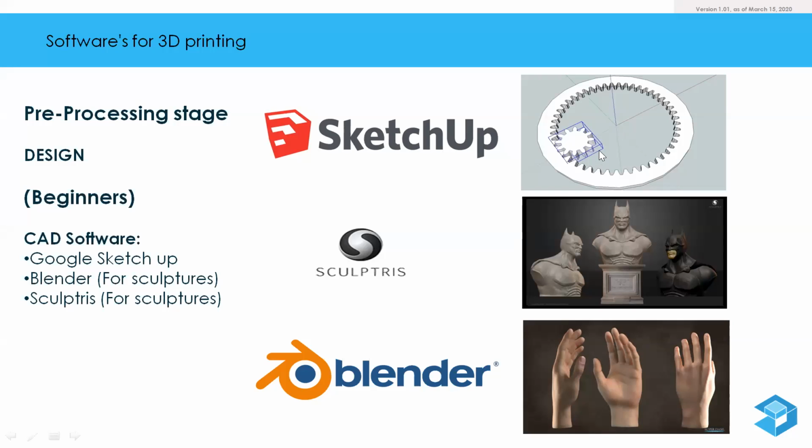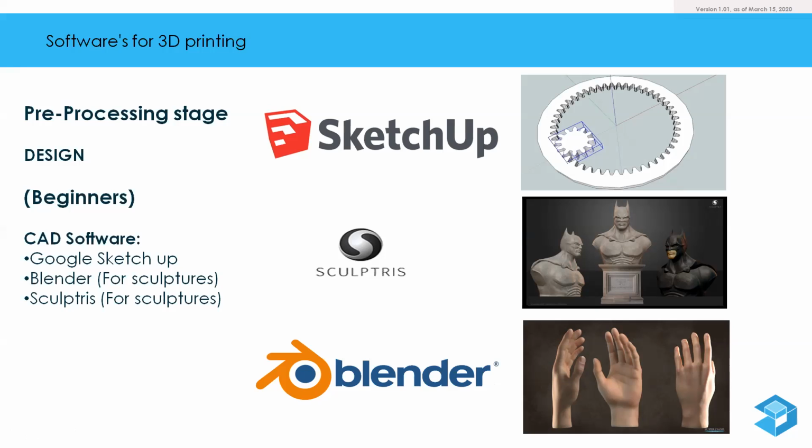Now, if you are interested in sculpting, I think a lot of you might not be just interested in making 3D models like this. You'd want to make cool sculptures like this Batman sculpture over here. Then a base software that you can start off with is Sculptris. And in case you have to move into a more advanced level software, you can go for Blender. You can see how realistic these images are. These are some of the softwares that are available for beginners.